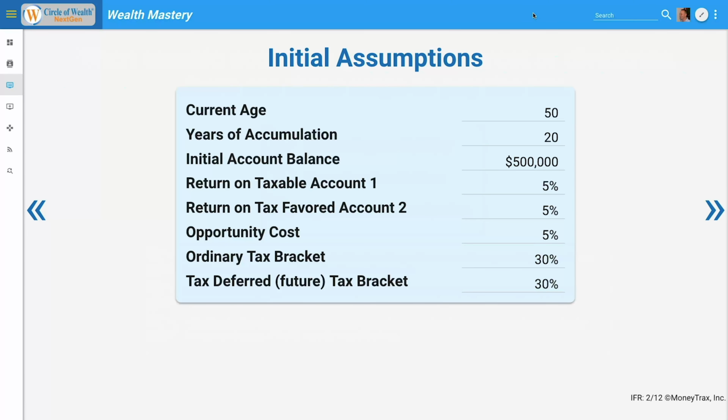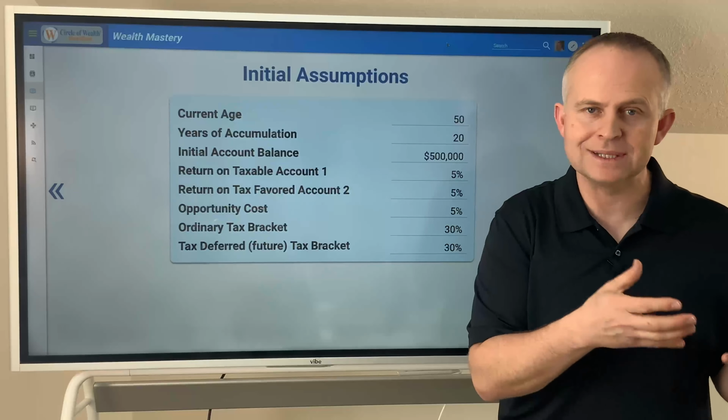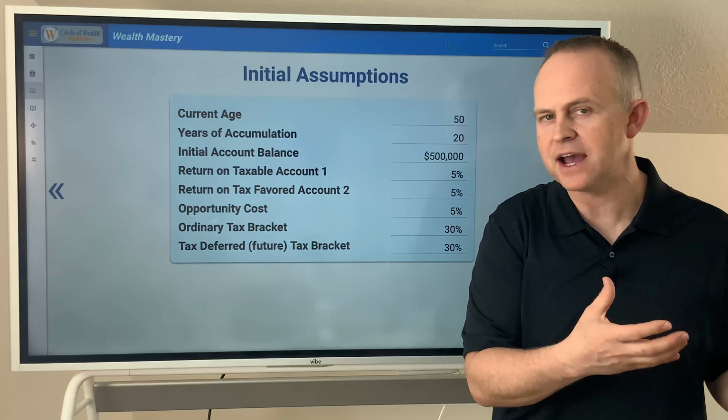All right, so in this example, we're going to use the following information. We're going to use a 50-year-old and we're going to look at it over a 20-year window. We're not really accumulating money. We're just going to take $500,000 and look at it over a 20-year window at a 5% rate of return on all of these accounts, meaning maybe it's currently earning 5% where it's at. Maybe it's in bonds or something like that, earning 5%.